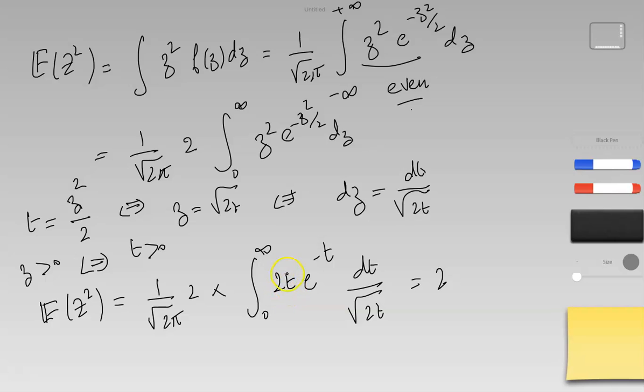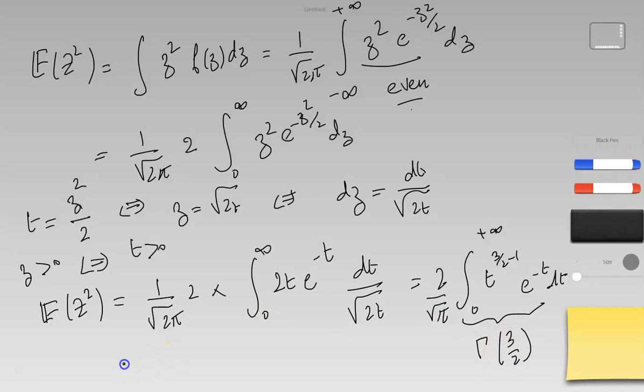Then we have 1 over square root of pi only. Here we have 2 to the power 1 over 2, then we have 2 to the power 1 over 2. So I can write the integral from 0 to infinity of t to the power 3/2 minus 1, exponential of minus t dt. And I shouldn't forget here I have square root of pi. Well, look, here is exactly Gamma of 3/2, and then this is 2 over square root of pi, times square root of pi over 2, which is equal to 1.